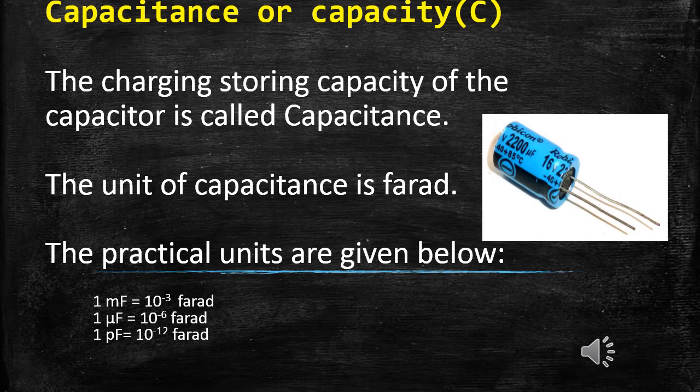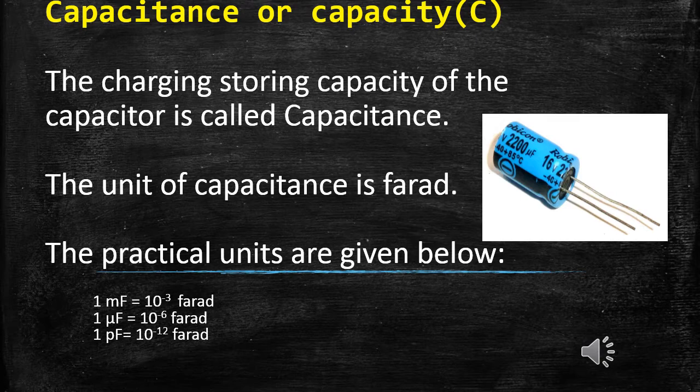In this slide, you could see a photo of a capacitor. In this picture, on the outer surface of the capacitor, you could see a value called 2200 microfarad. That is nothing but the capacitance of the capacitor. That value indicates the charge storing capacity of the capacitor.